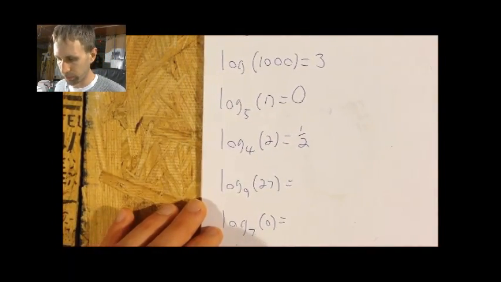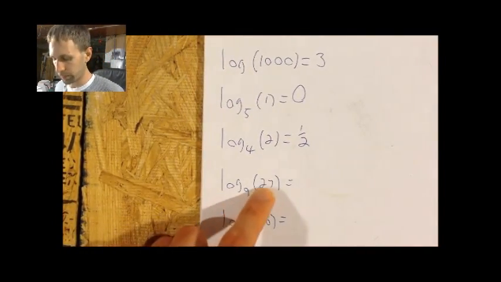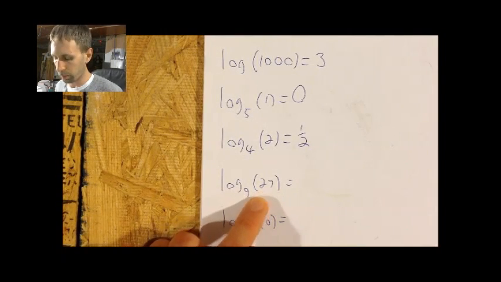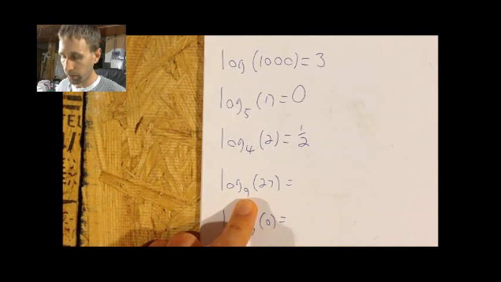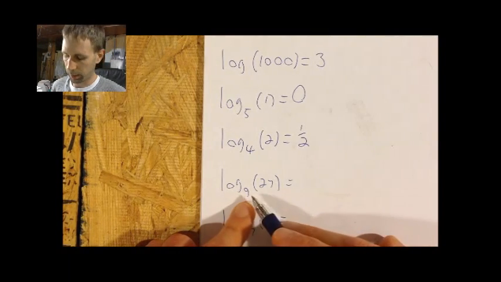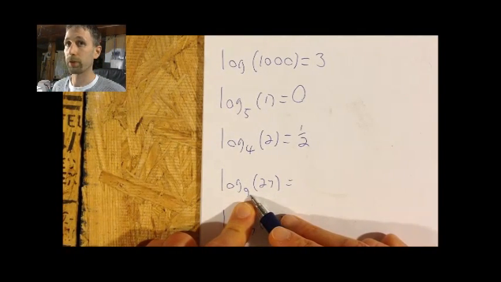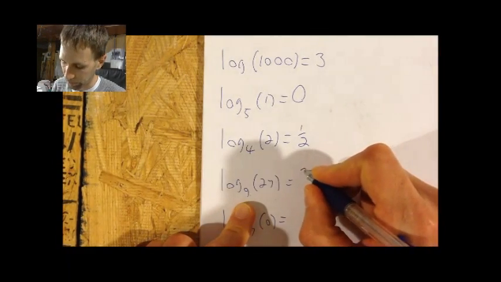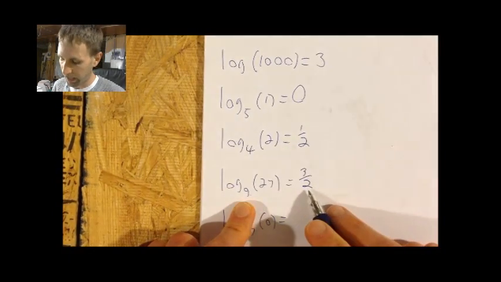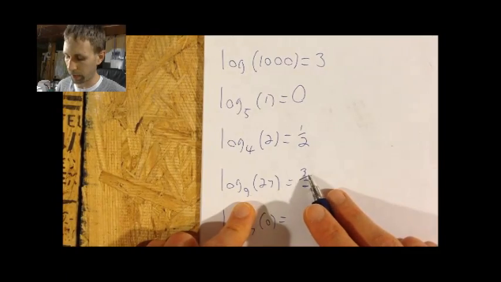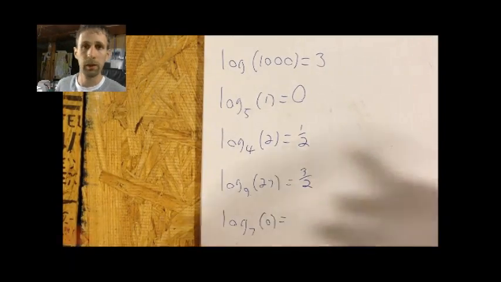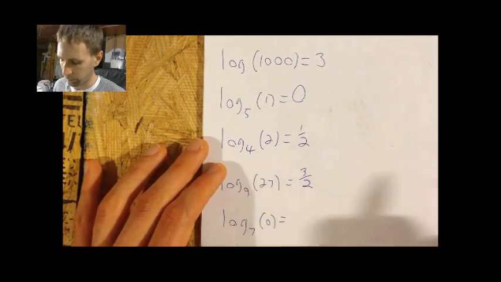Log base 9 of 27, that's a tough one, because it's not a whole number power, but they're both powers of 3. If you square root 9, you'll get 3, and then when you cube that, that'll give you 27. So the answer is actually 3/2. The half for the square rooting to get you down to 3, and then the 3 on top for the cubing to give you 27.